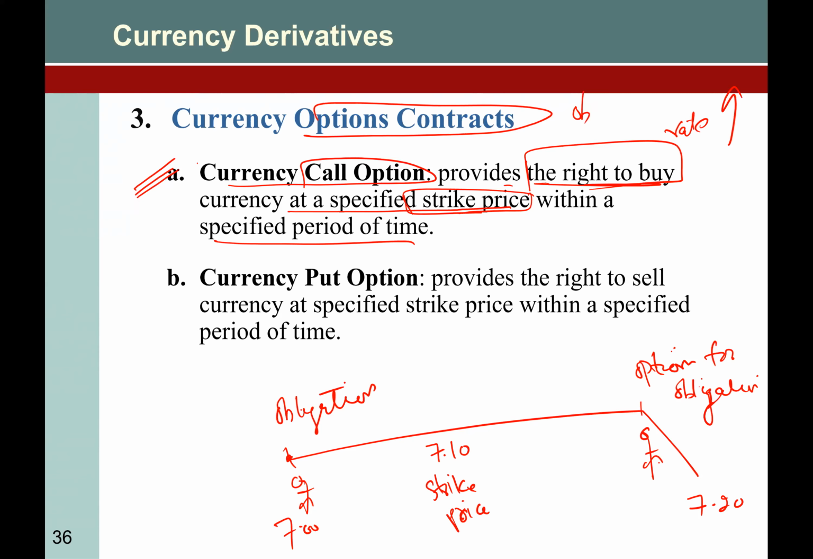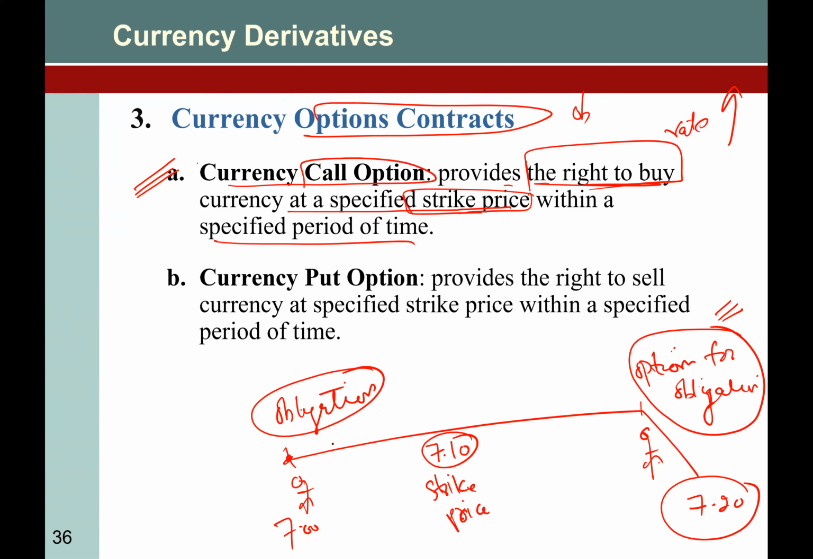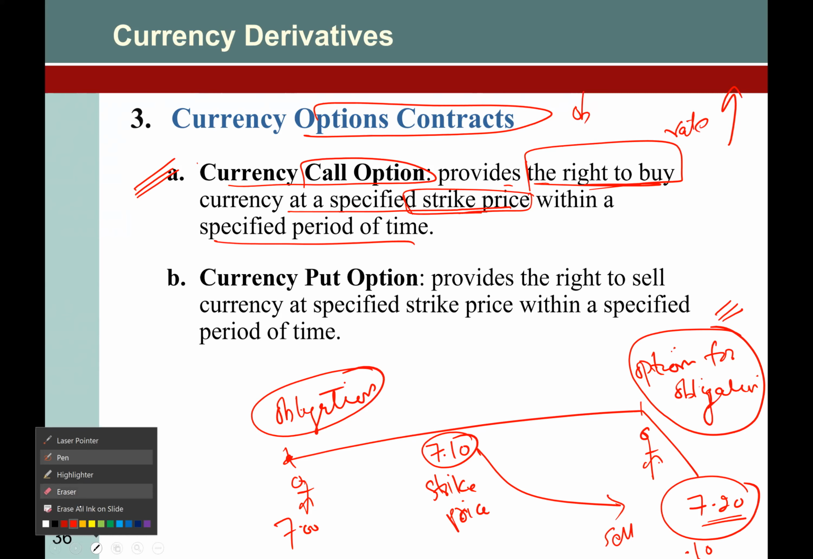Those who see that in future the price is going to rise. When the price rises, I will exercise my option to buy. When I exercise my option to buy, on the other side there is obligation. He must provide me at 7.10. I will buy from him at 7.10, sell into the market at 7.20 and have a profit of 0.10. Guys, do you understand my point? Okay, again, let me repeat it one more time.